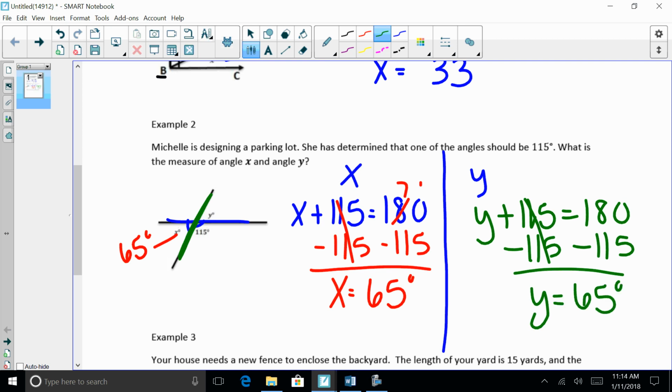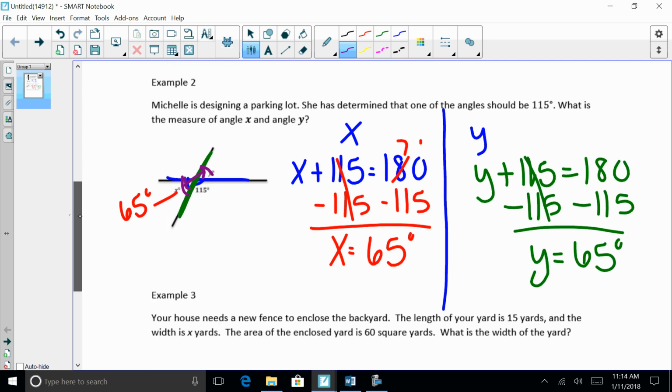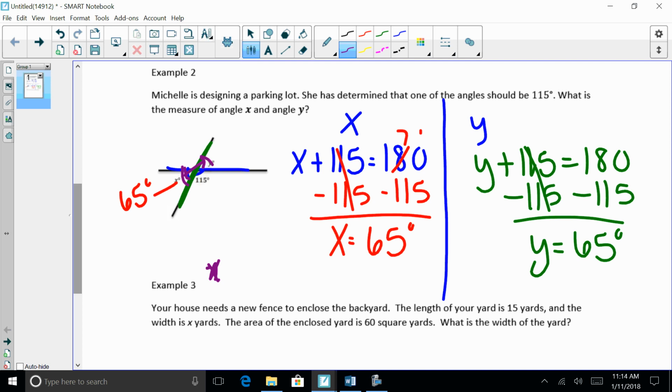Now, something you could have noticed if you did not know these, that since x and y are opposite angles, okay, they are opposite of each other, what you should know, or what you can know from this point forward, is that opposite angles are equal. So if you knew that the opposite angles were equal, and then you knew that x was 65, you could infer that y is also equal to 65.